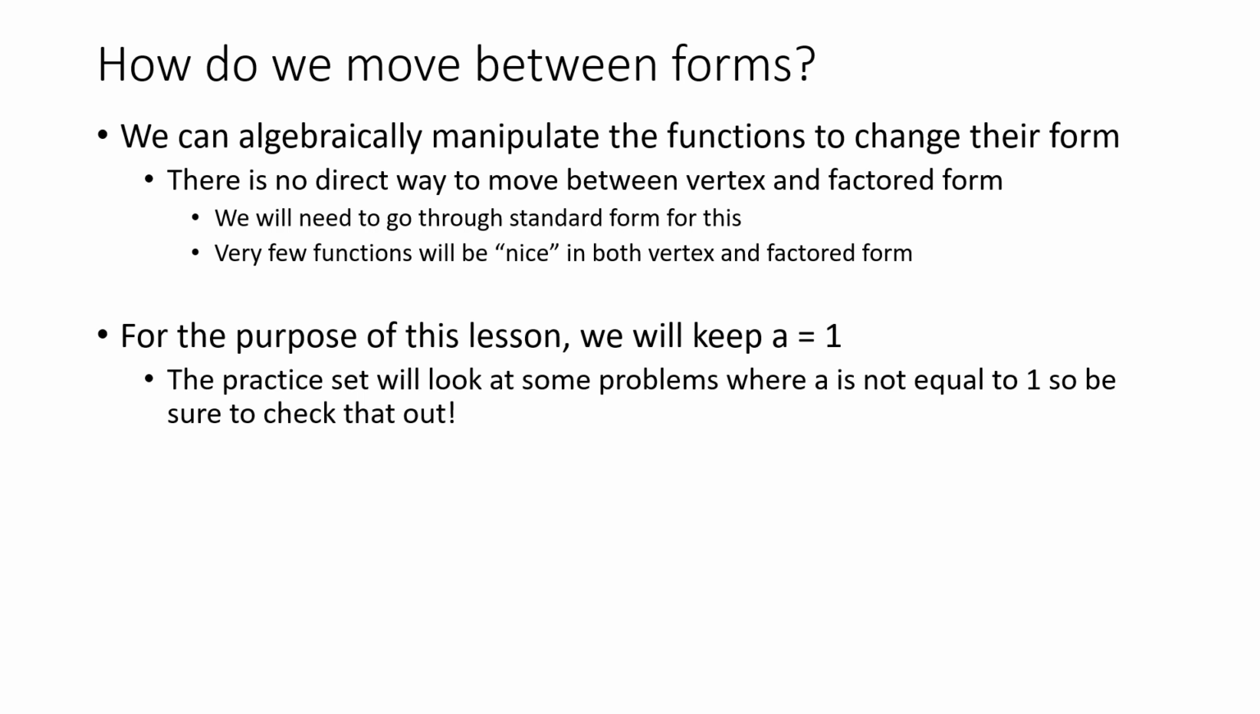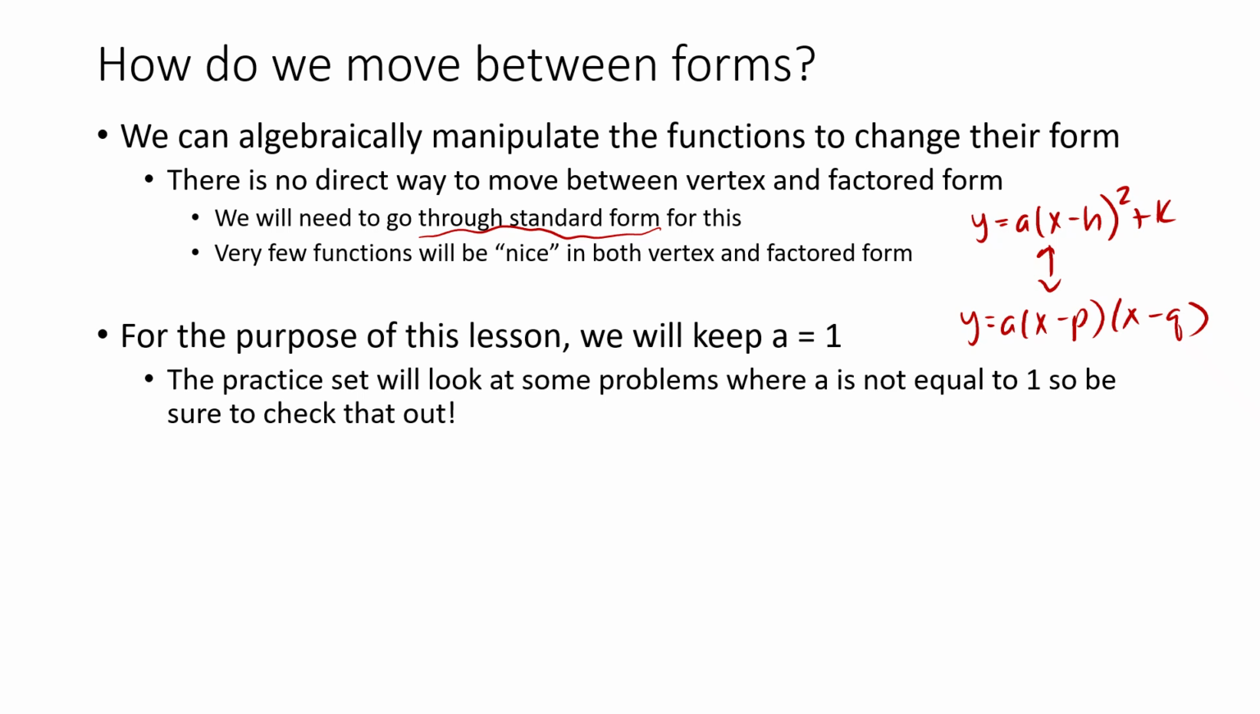There is no direct way to move between vertex and factored form. There's no way you can just look at that and get to here without going through standard form. So if you had to move between forms like that, you would take the vertex form, put it in standard form, and then go from standard form to factored form, and vice versa.